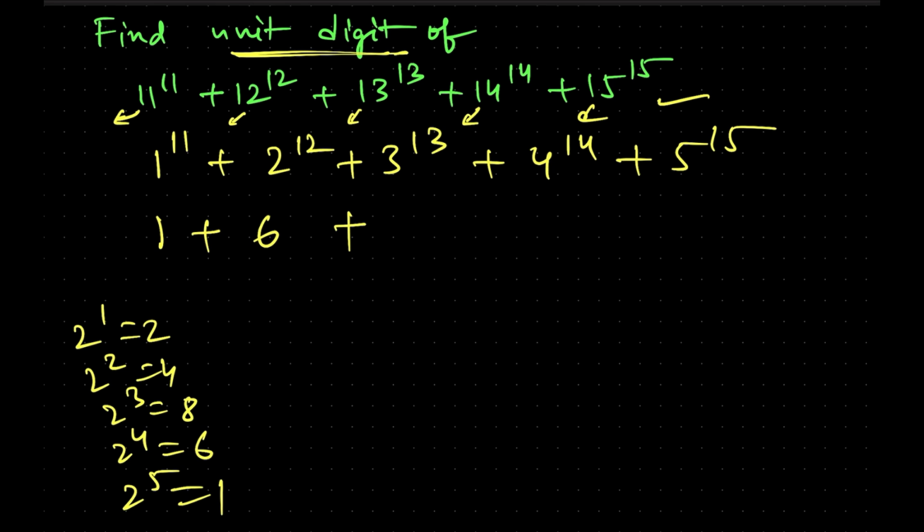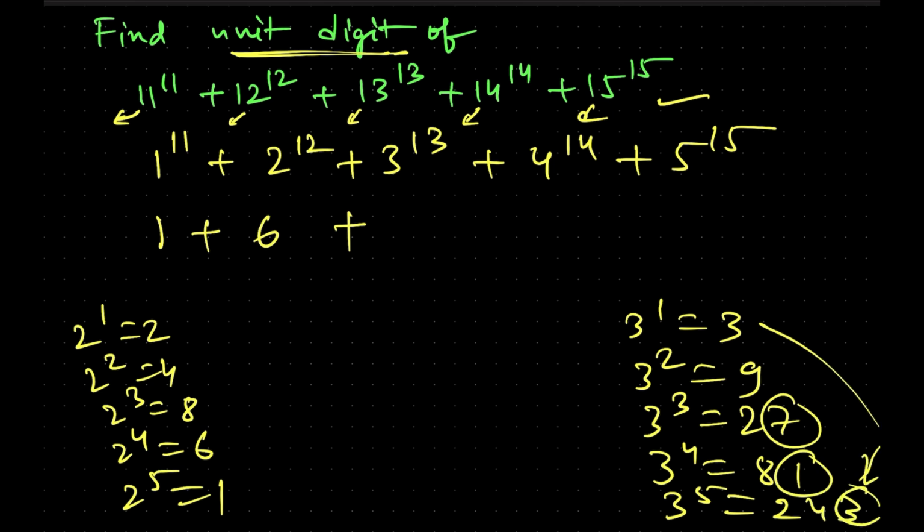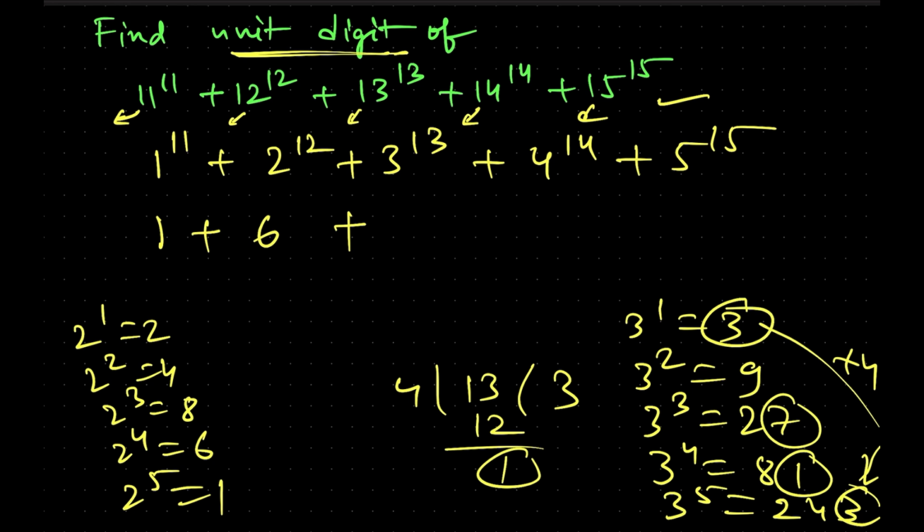Now if we see for 3, 3 squared is 9, 3 cubed is 27, so 7 is the last digit, 3 to the power 4 is 81, so 1 is the last digit. If you go on, again it will start repeating. 3 to the power 5 is 243, so 3 is the last digit, which is repeated. So for 13, in 3 to the power 4 we will get 1. If we divide 13 by 4, we will get 1 as remainder. So we will have to come to the first position again, so 3 will be the unit place digit.